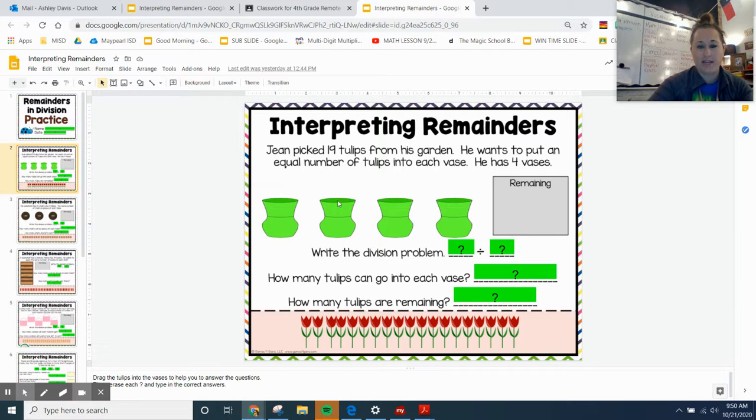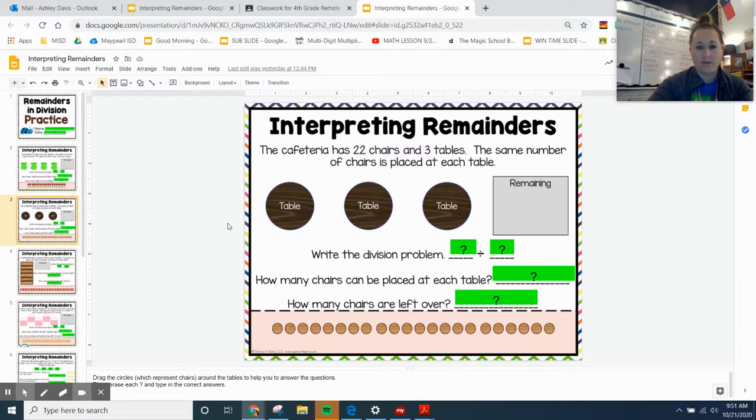Remember, each vase has to have the equal amount. If you can't put an equal amount, that is what is remaining. Okay, same thing here with these tables and chairs. Okay, you're going to drag and drop.